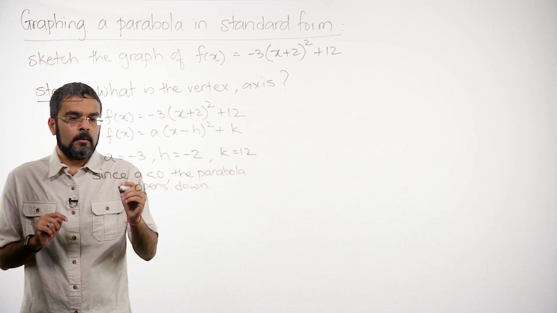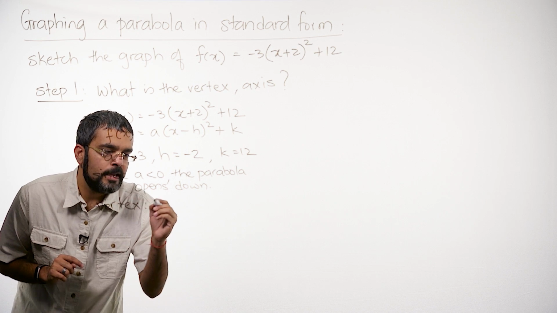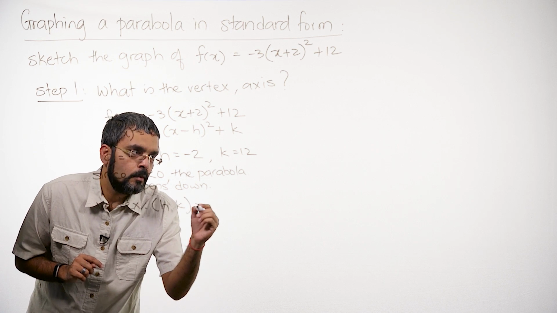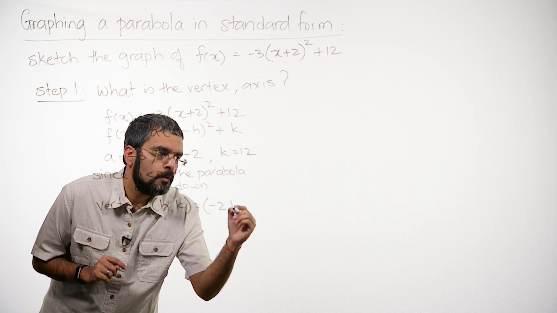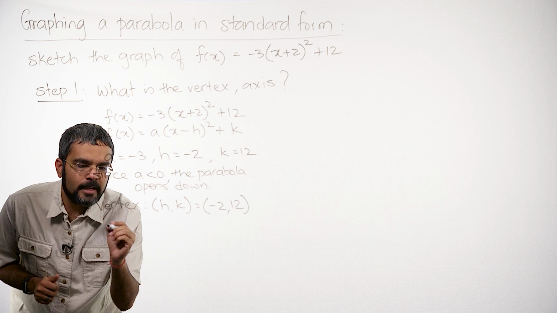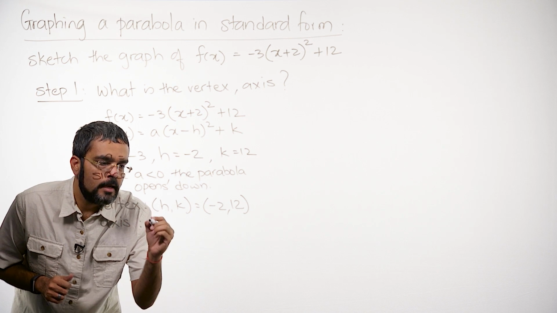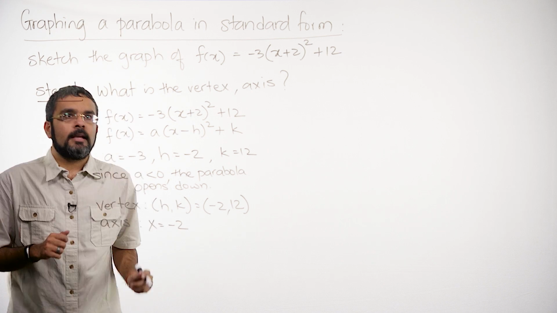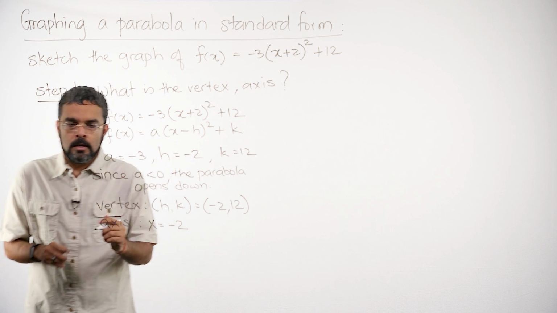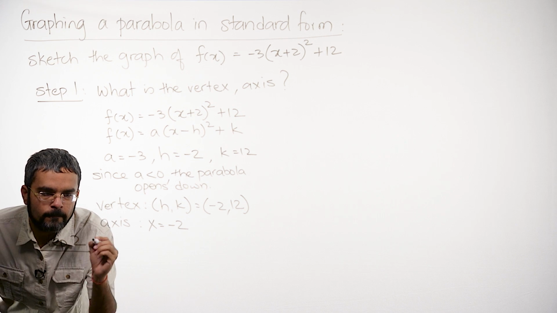Okay. Now my vertex is going to be the point (h, k), which is (negative 2, 12). And my axis of symmetry, or the axis of the parabola, is x equals negative 2. Okay, now step 2: find the intercepts.